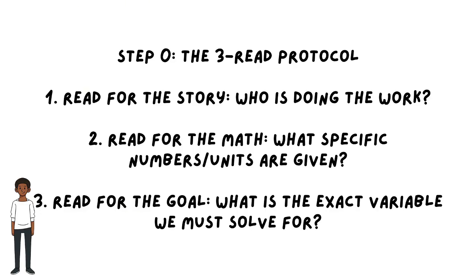Read 2. Pull out the numerical data. Tom alone takes 4 hours. Together, Tom and Sam take 2 and 2/9 hours. Note that both units are consistently in hours. Read 3. Isolate the target question. We are strictly being asked for the time it takes Sam alone to complete the entire job.